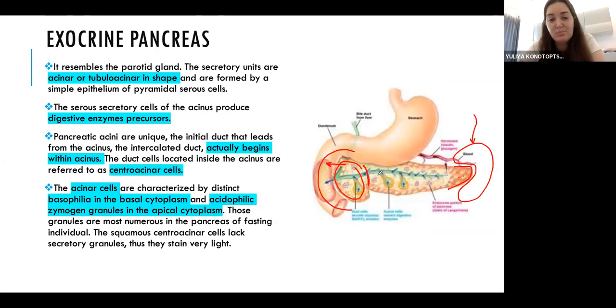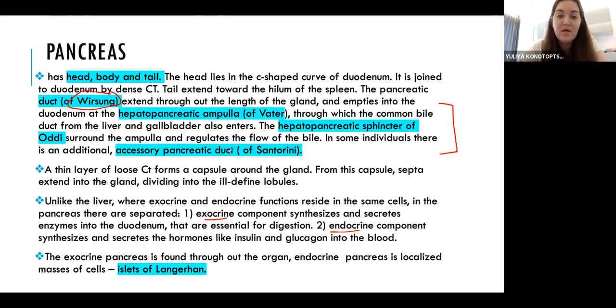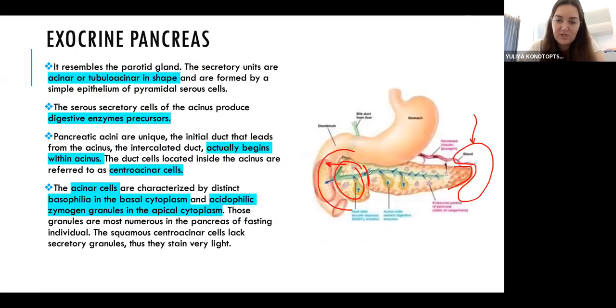But sometimes, embryologically, some people have not one, but two excretory ducts. And that accessory one is called the accessory pancreatic duct of Santorini. Okay, not everybody has it, but some people do. So they are just right next to each other like this.